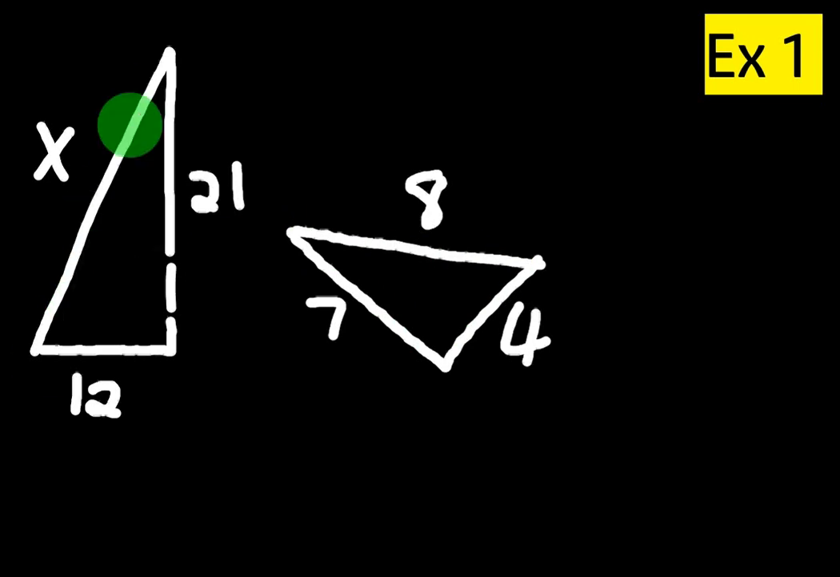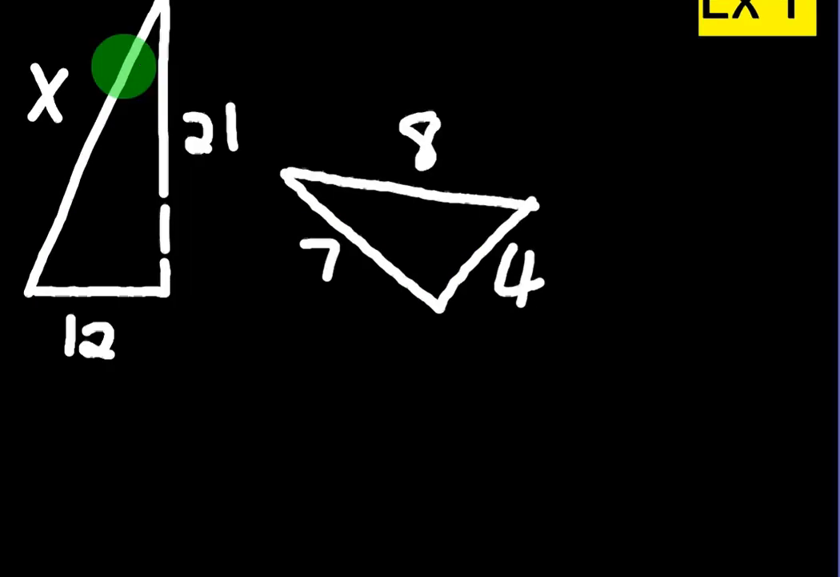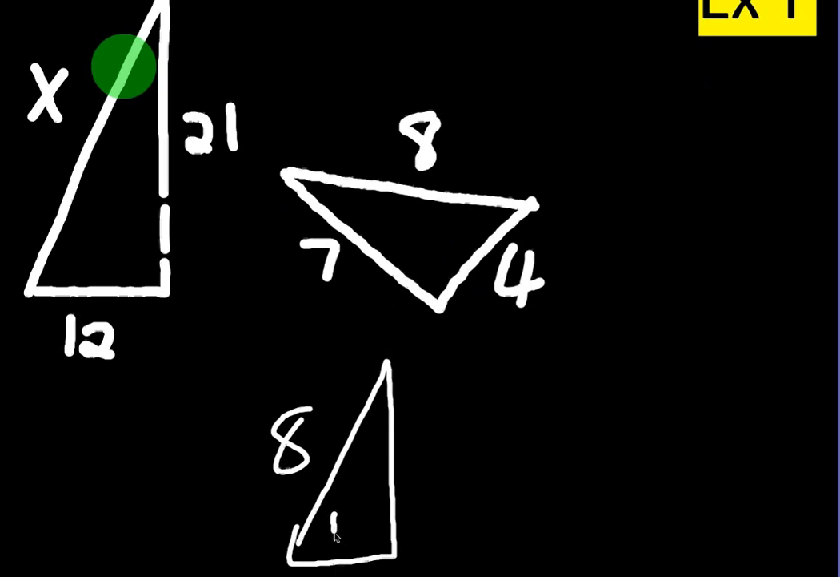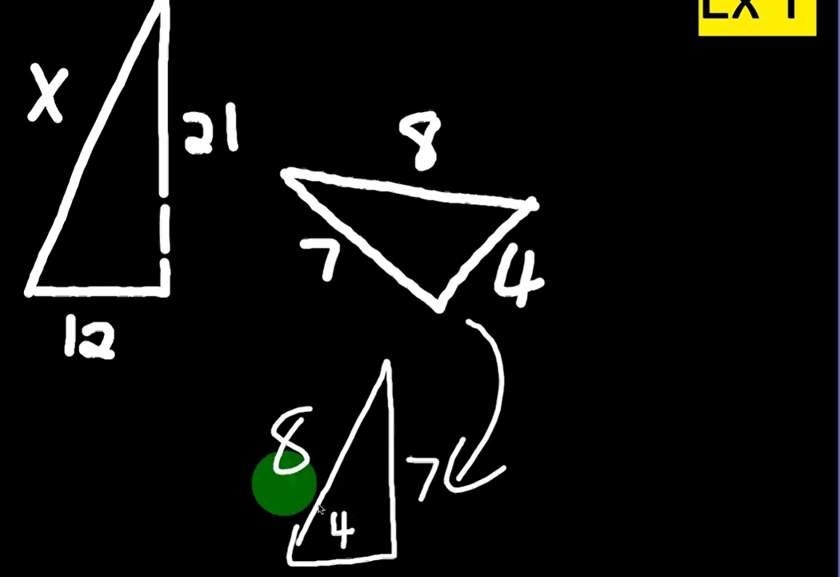So when I flip it, see if I can give myself a little bit more room down here. Yeah, I'll go back to it. But when I flip it, the 8 is going to be right here. The 4 is going to be down here. And the 7 is going to be down there. Okay, so I'm flipping this one in order to make sure it lines up with this one. That's all I'm doing for the first step.